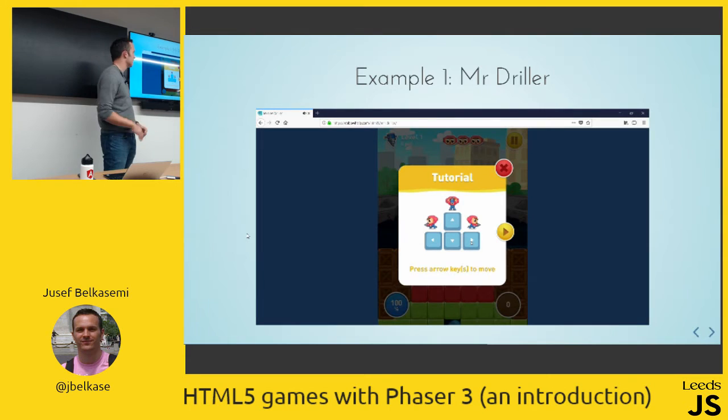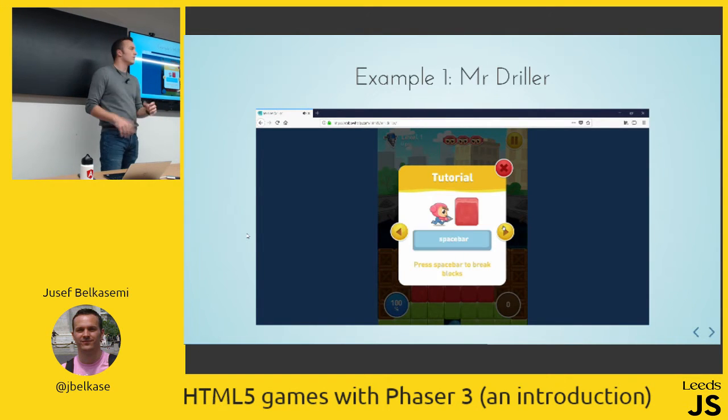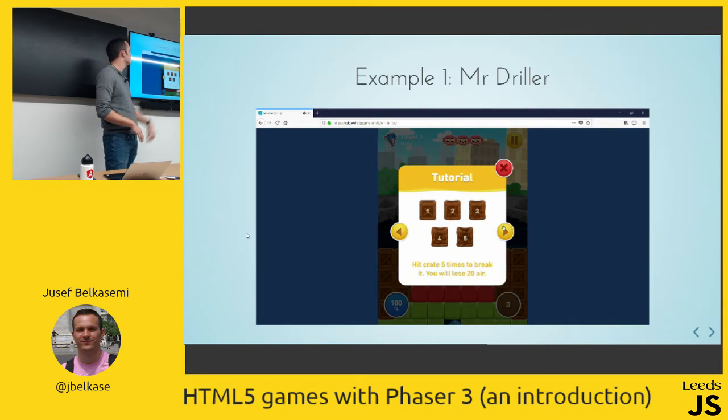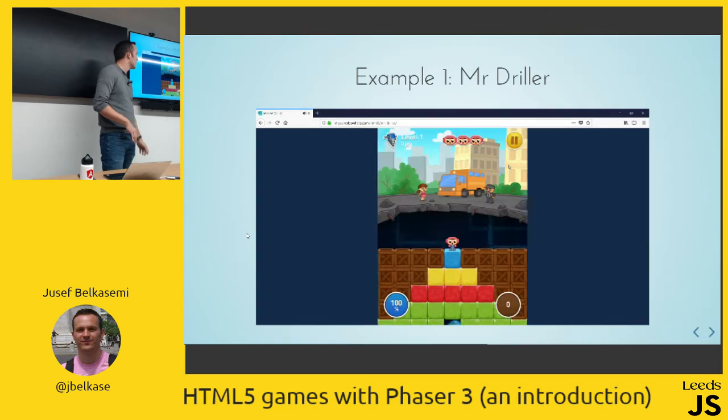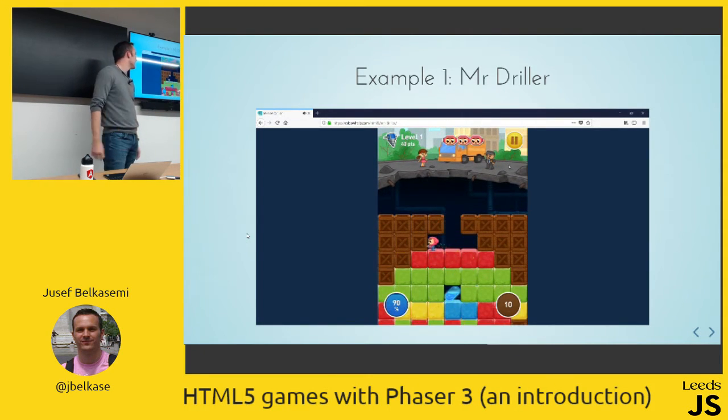You can see that it will display very well on a mobile. You get a little bit of an explanation of what you want to do. Nice little animated characters. And then the gameplay is quite simple. You can do sprite animations, and the character will drill through, trying to earn some points.